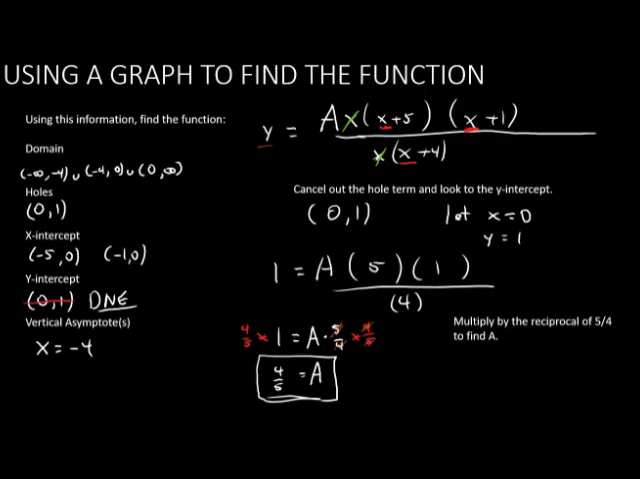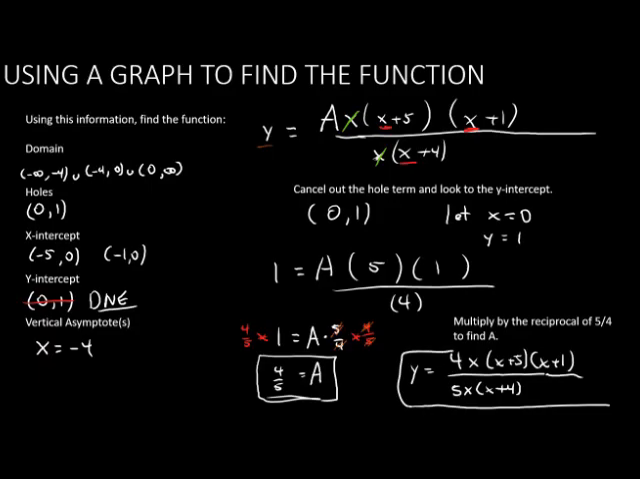This will give us our a value. Therefore, our rational function will look like this at the end. We'll say y equals 4 over 5. We'll place the x times x plus 5 times x plus 1. This will be over x plus 4. And also with this x that was canceled out, we'll put that next to the 5. This will be our final rational function. We'll include the x because we must include the hole in our final answer, even though we did cancel it out in order to find a.